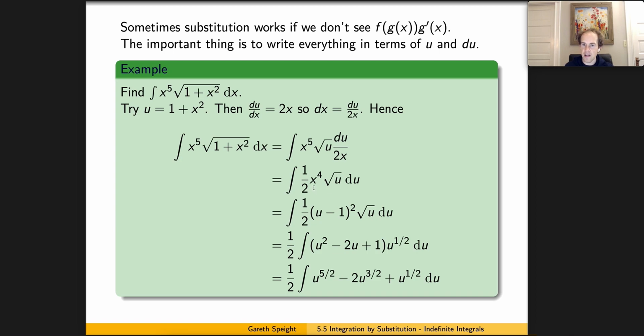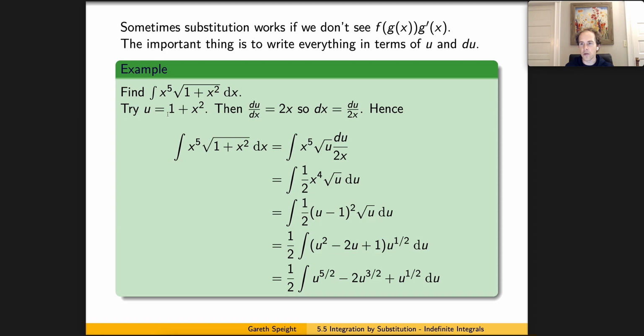So we have to be able to write this x to the 4 back in terms of u if we're going to make any progress. So quite often in these questions, we might have a chance of doing that. Sometimes it works, sometimes it doesn't work. But here we can do that. If we want to write x to the 4 in terms of u, let's go back to our original equation that connects the x and the u.